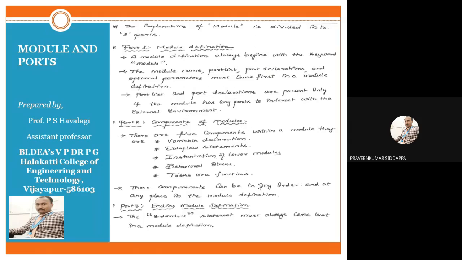Okay, here in your slide you can see there are three parts. Part one we have called model definition. Whenever we are writing the code, take the example of a full adder. We will write a model full adder. Within the brackets we will write all the input and output ports. After that we will differentiate which are the inputs and which are the outputs. These three syntaxes we have called model definition.